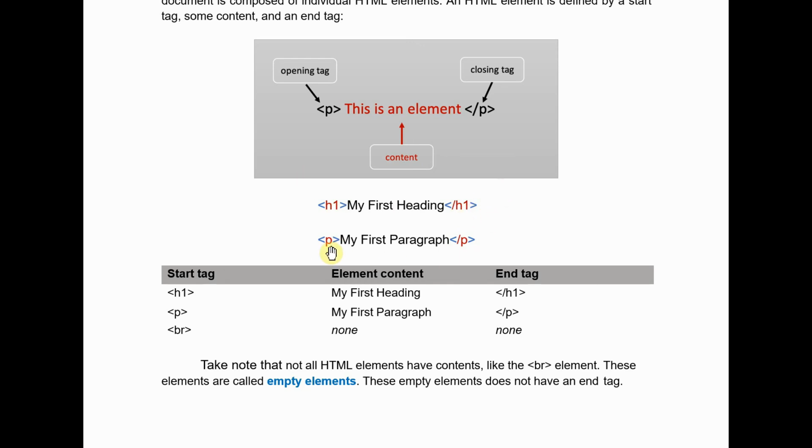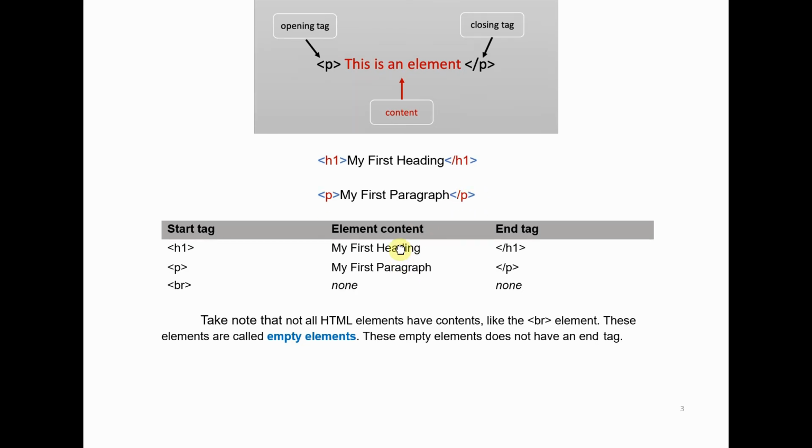Another is the paragraph tag or the P tag: less than sign, P, greater than sign, my first paragraph. Then the closing tag is less than slash P, then greater than sign. So that is a closing tag. So the text between will display on the browser when you run the program. Okay, here we have the start tag and the end tag.